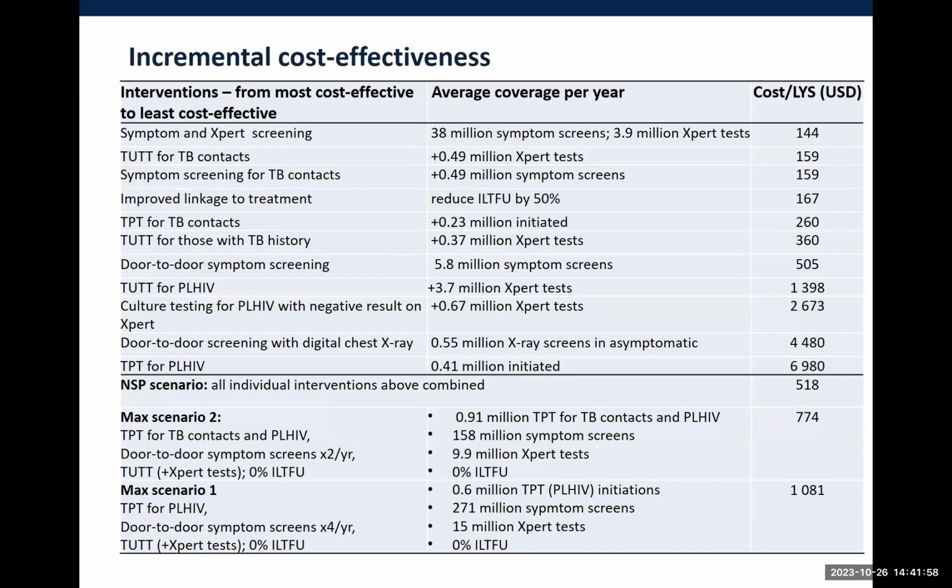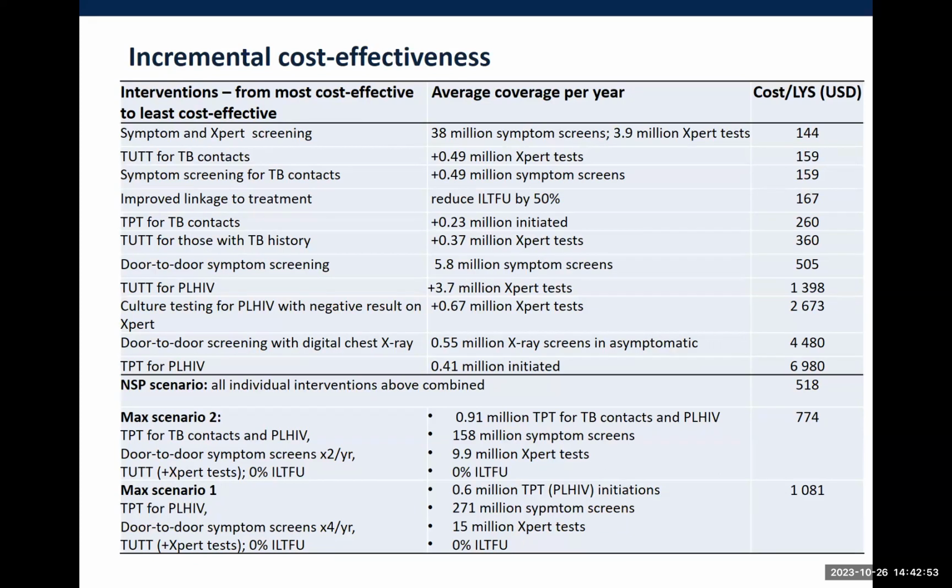And this slide is a bit busy, but it's a summary of the cost effectiveness of the individual interventions under the NSP assumptions, and also the combined interventions further below. All these are ranked from most cost effective to least cost effective. As we can see, symptom screening and testing, followed by TUTT for contacts and screening household contacts seem to be the most cost effective, followed by improved linkage to care and TPT or preventative therapy for TB contacts.